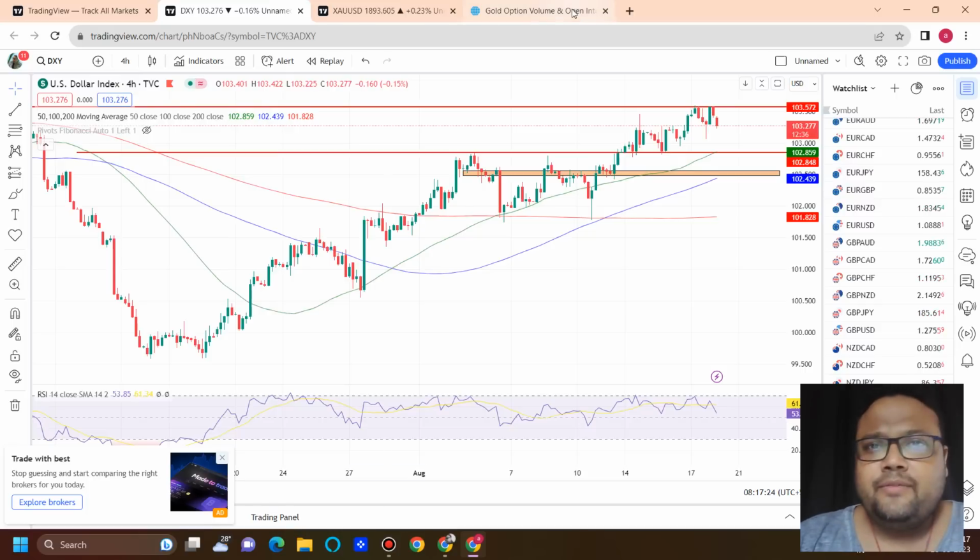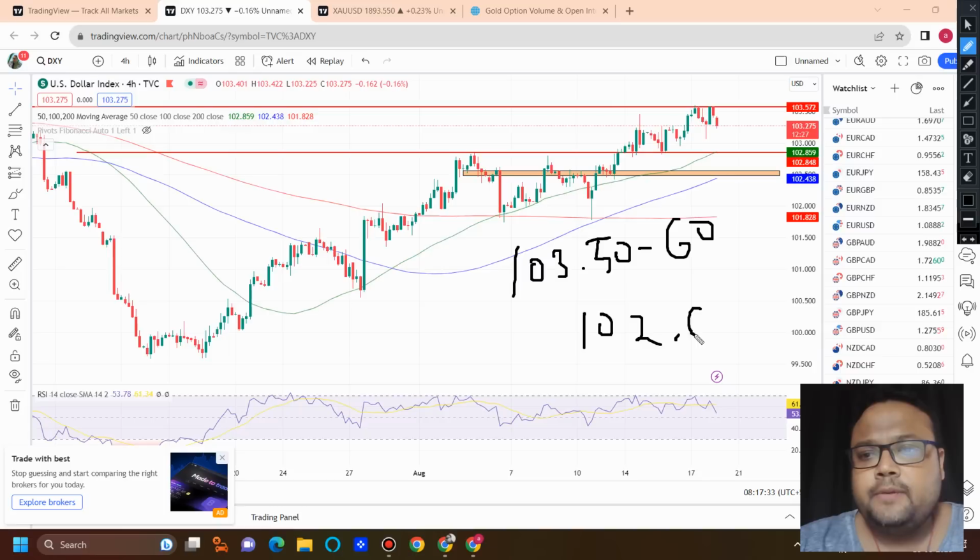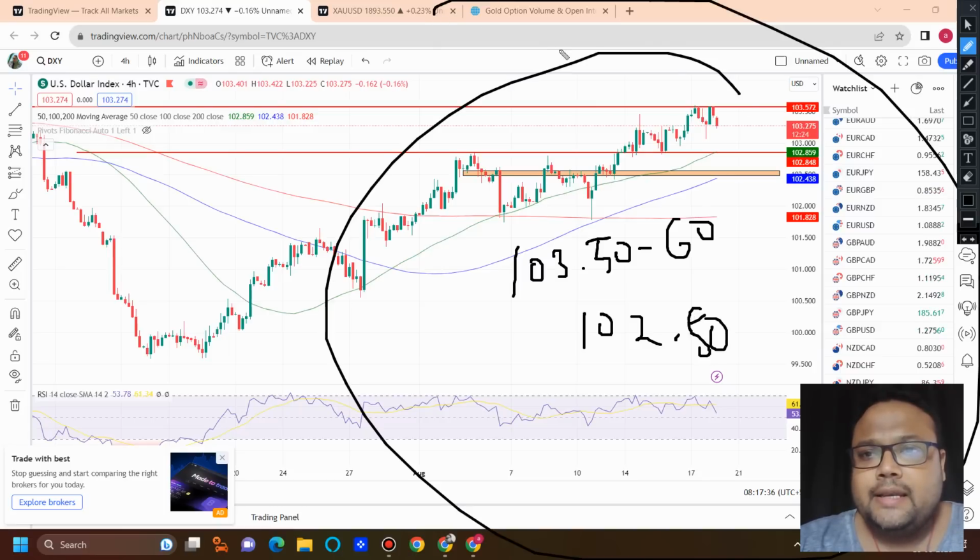As discussed in our previous videos, the range of the dollar index is 103.50 to 103.60 and 102.50. Yesterday we saw that DXY tried to cross the resistance here but ultimately failed, and right now DXY is standing at 103.27. This is the current market price of the dollar index. As DXY failed to cross the resistance here, the range of DXY is still the same.